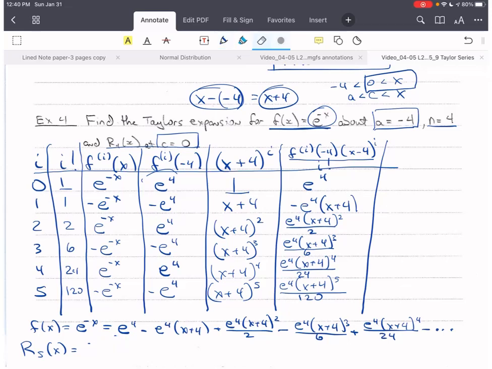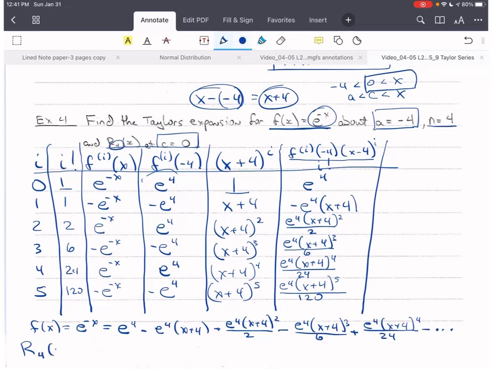So maybe I should just write out the formula first. Let's see, did I say 5? I said R4. So this is R4. I'm sorry, I've got a notation issue. I was about to say if it's R5, I need the sixth derivative, but it's R4. That's what we said here.